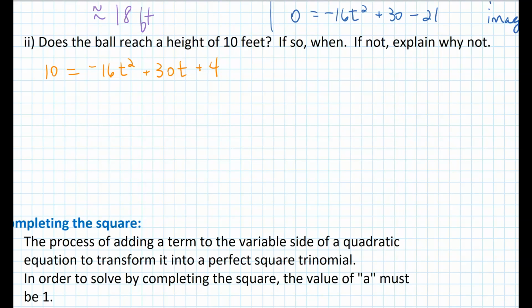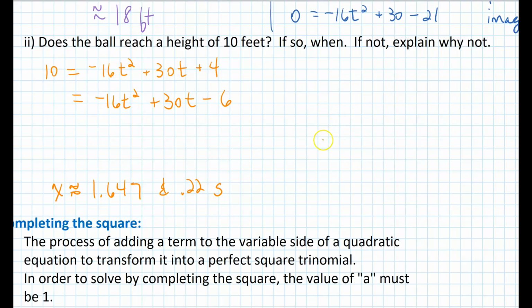Okay. So again, this one we would just simplify. We get negative 16t squared plus 30t minus 6. Plug that into your quadratic formula. I'm not going to redo this one. And you should end up with about 1.647 and 0.22 seconds.